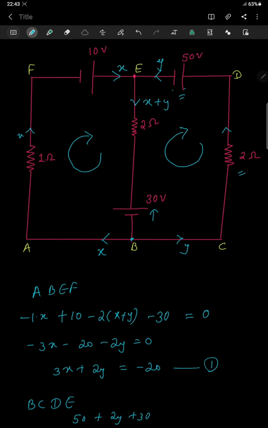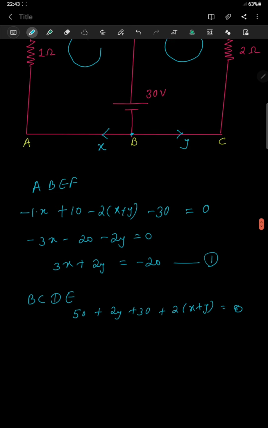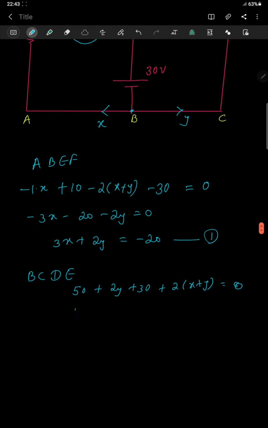Then again this 2 ohm resistor: my direction and the current direction are opposite, so again I will write 2 into (x plus y) is equal to 0. So here all the terms are positive, following the sign convention I have taken. Now let me solve this. If I open it up and solve, 4y plus 2x plus 80 is equal to 0, or 2x plus 4y is equal to minus 80. I give it as equation 2.